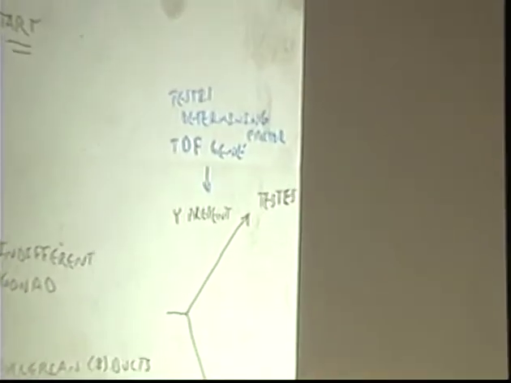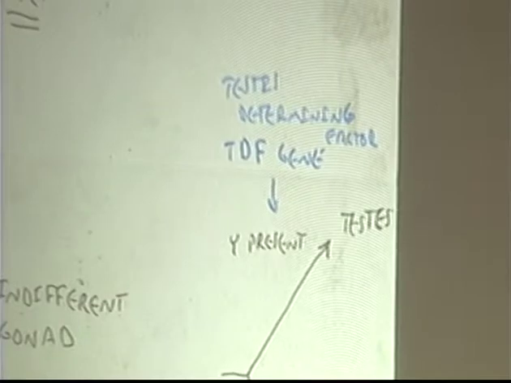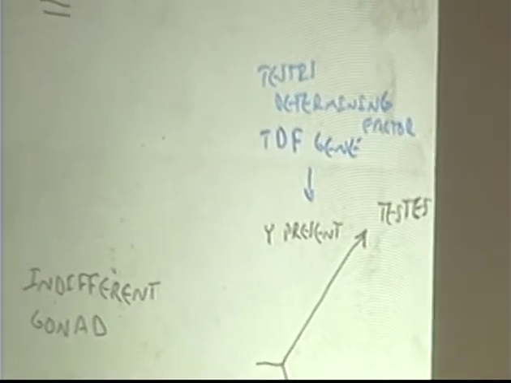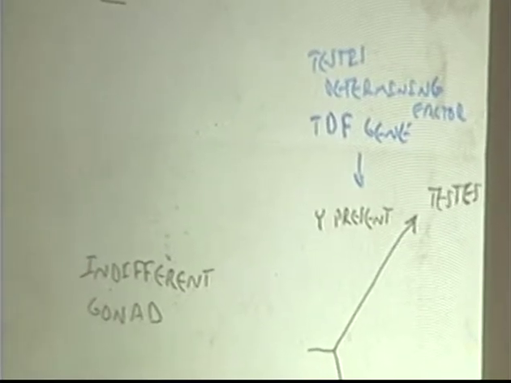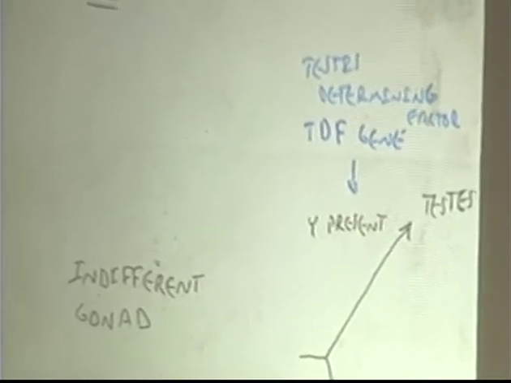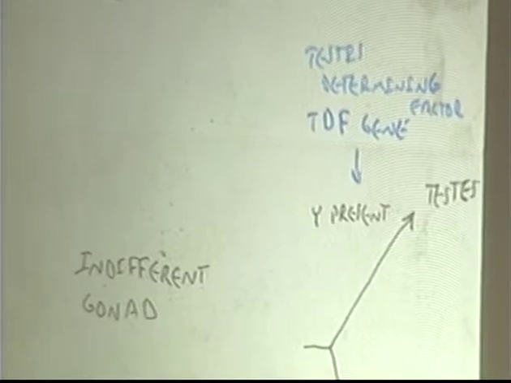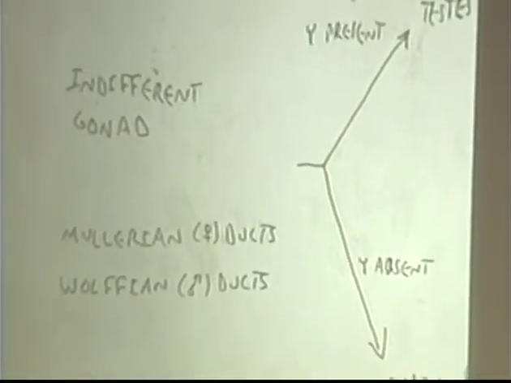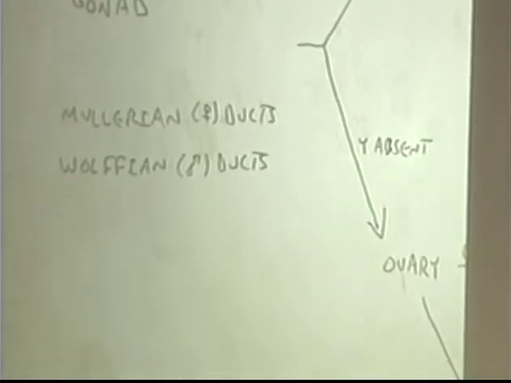If that gene is present, then the individual develops testes. And now here's the really funny thing about this. You can have situations where that gene has gotten moved over to the X chromosome. So you can actually have XX individuals that develop as males because they have the testes determining factor. It just got moved, translocated onto the X chromosome.